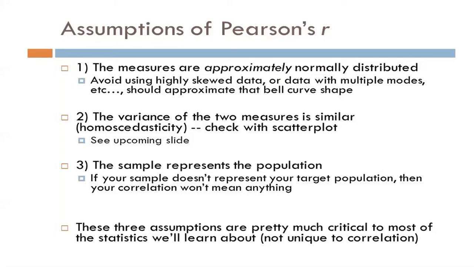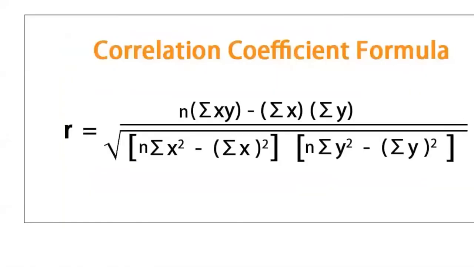Then these are the three important assumptions related to Pearson's coefficient of correlation. First, normal distribution; then the variance of the two variables, the two measures, should be the same; and the sample should represent the population. Now, this is the formula of the coefficient of correlation.